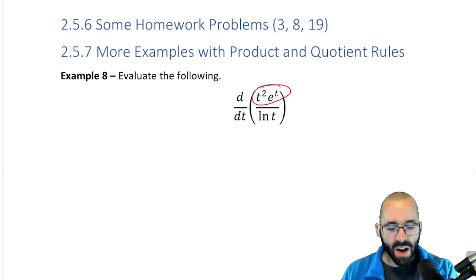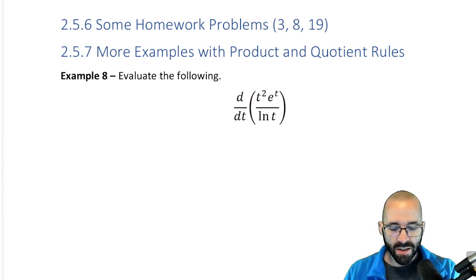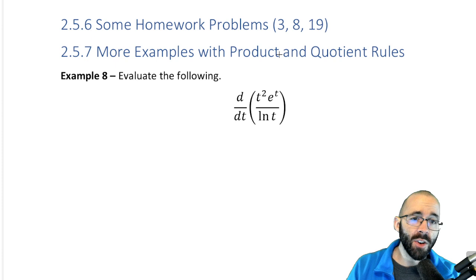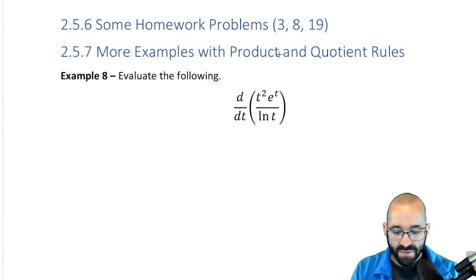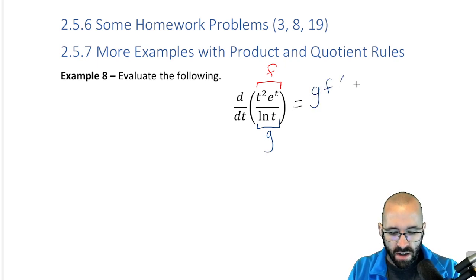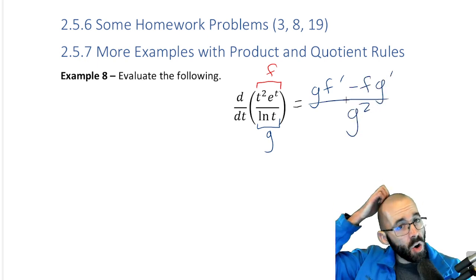Notice that we have a product in the numerator, and of course we also have a quotient because of the denominator. So there's a product rule inside of a quotient rule right here. So let's call this numerator f and this denominator g. Then we know because of the quotient rule that we got low d high minus high d low, square the bottom and away we go. That's all well and great.